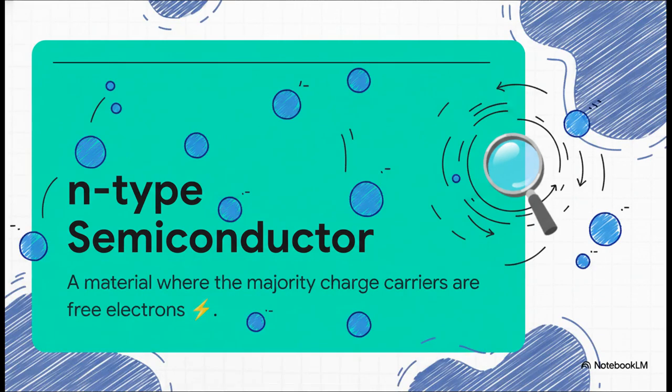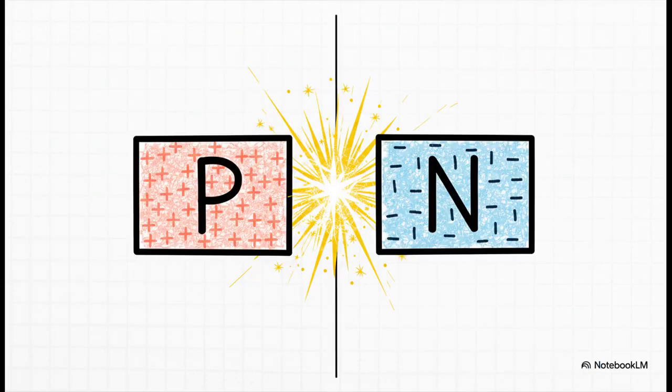And then on the other side, we have the N-type material. You guessed it, N for negative. This one's the opposite. It's a semiconductor, like silicon, that's been doped with an impurity that brings a few extra electrons to the party. These electrons aren't tied down to any one atom, so they're just free to zip around, carrying a negative charge. Now, on their own, neither of these materials is all that special.